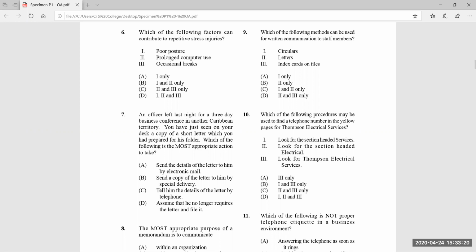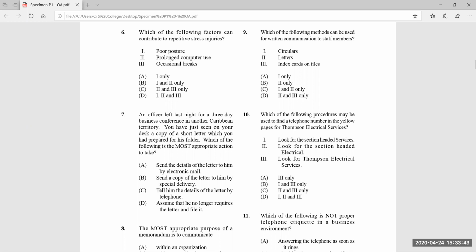C. Tell him the details of the letter by telephone. Very good, exactly. Remember, we were discussing this morning degree of urgency, right? Now, a lot of students might think the answer could be A. How many of you thought that the answer was A? Anybody thought that? Right, a few of us thought that the answer was A.